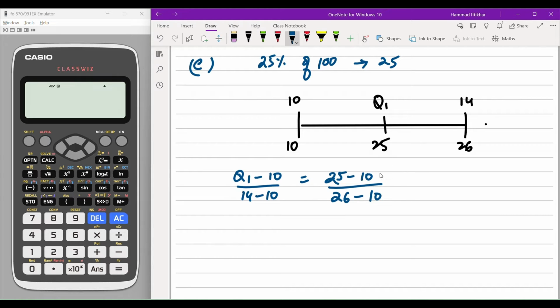Let's simplify this before we go on. Q1 is equal to 10 plus 25 minus 10, which is 15, over 26 minus 10, which is 16, and then times 4. So 10 plus 15 times 4 divided by 16 comes out to be 13.75.